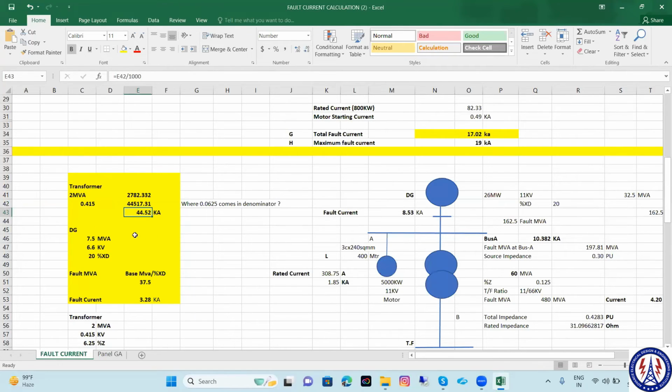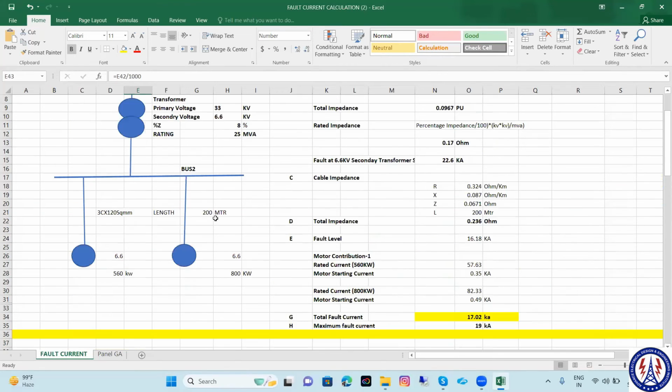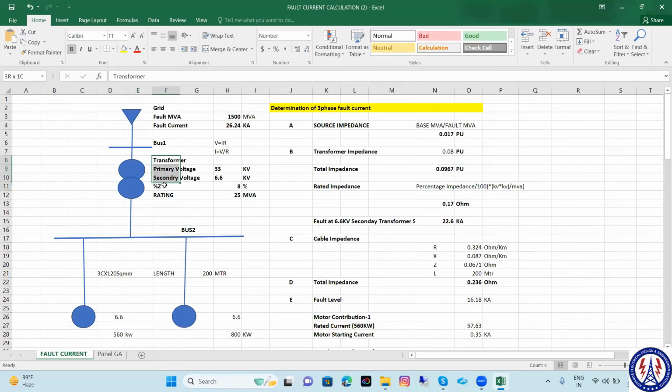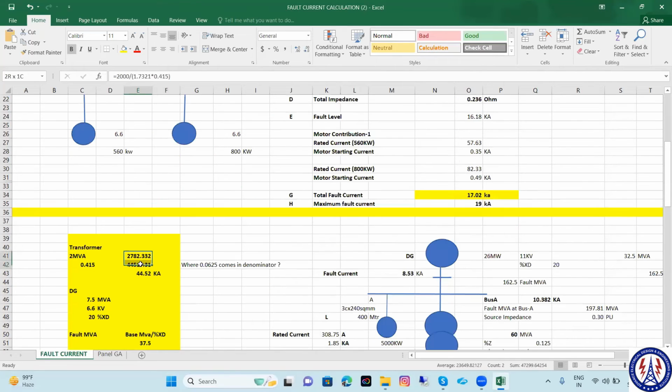But remember, this is not a detailed analysis. It can be used as a thumb rule, and the result will come out about the same. Okay, getting my point? This is a thumb rule for determining the fault current.